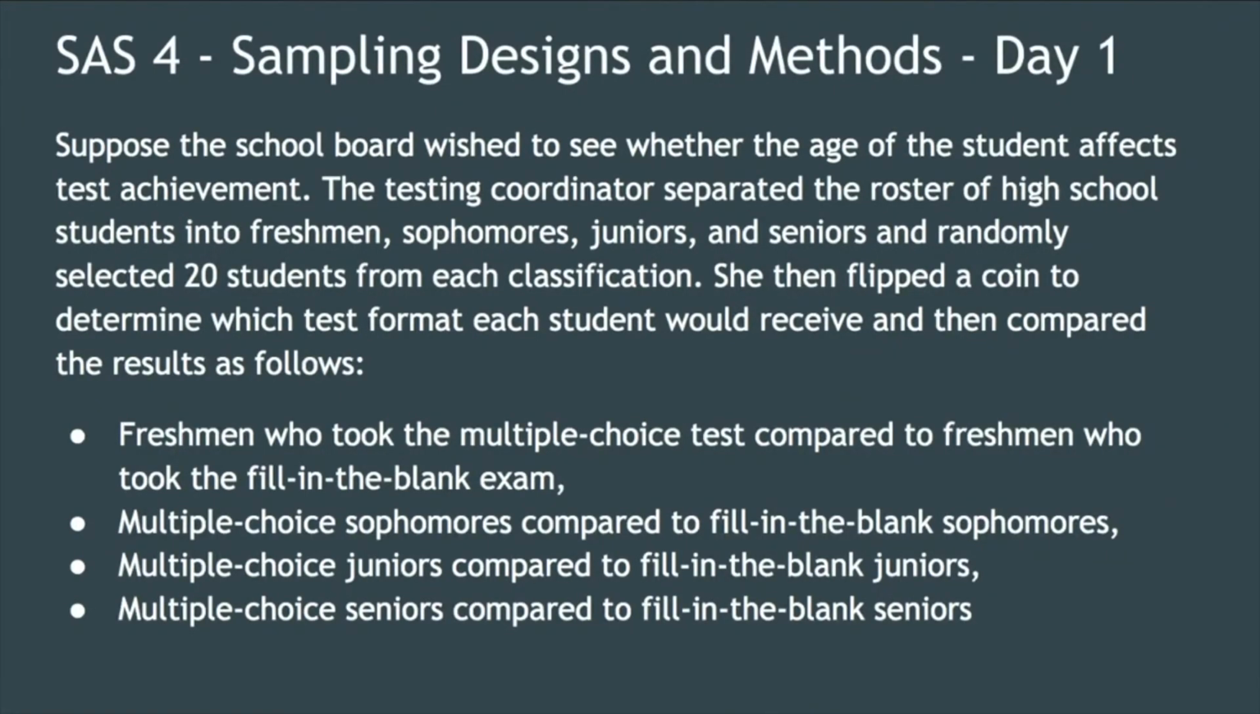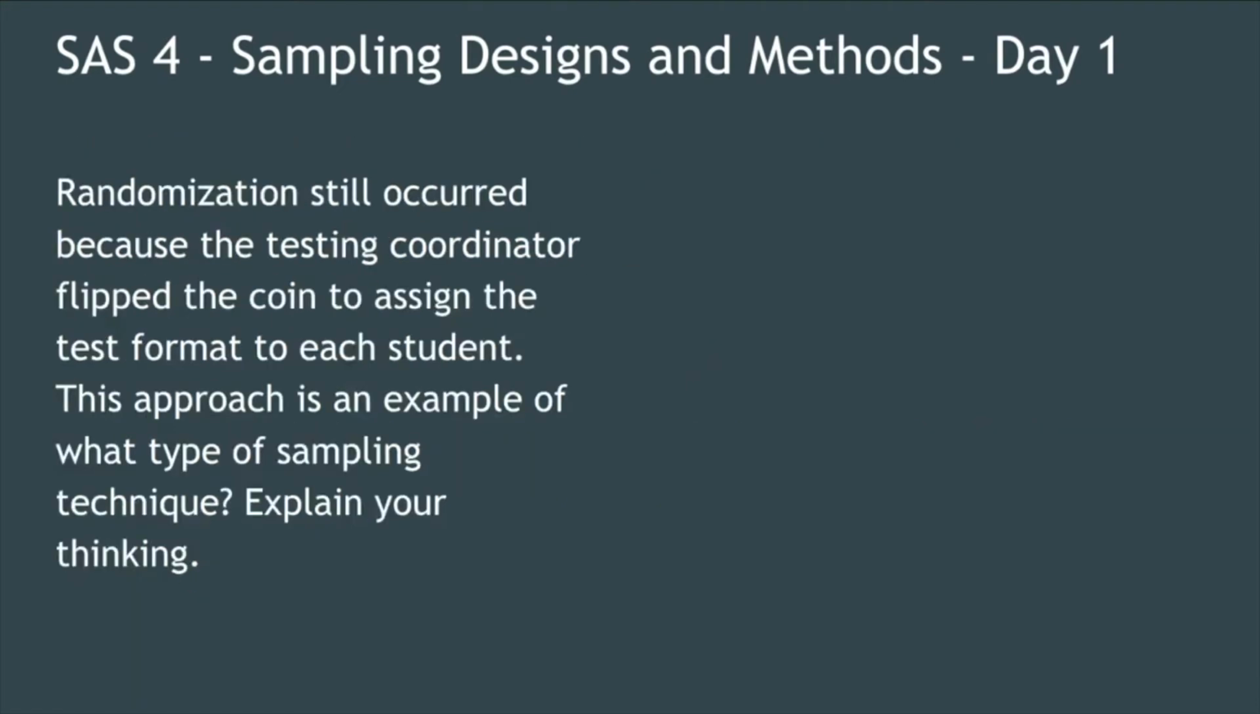All right, suppose the school board wished to see whether the age of the student affects test achievement. The testing coordinator separated the roster of high school students into freshmen, sophomores, juniors, and seniors, and randomly selected 20 students from each classification. She then flipped a coin to determine which test format each student would receive, and then compared the results as follows. Freshmen who took the multiple choice test compared to freshmen who took the fill in the blank, multiple choice sophomores compared to fill in the blank sophomores, and so on through juniors and seniors. This would be considered what kind of method? Randomization still occurred because the testing coordinator flipped the coin to assign the test format to each student. The approach is an example of what type of sampling?